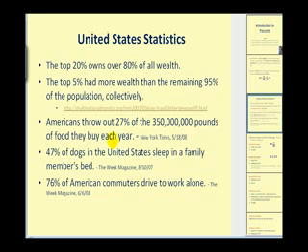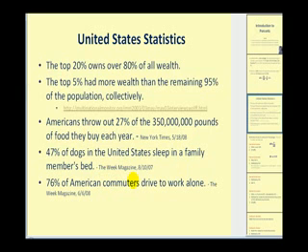Next, Americans throw out 27% of 350 million pounds of food they buy each year. And that's from the New York Times. 47% of dogs in the United States sleep in a family member's bed, from The Week magazine. And lastly, 76% of American commuters drive to work alone.